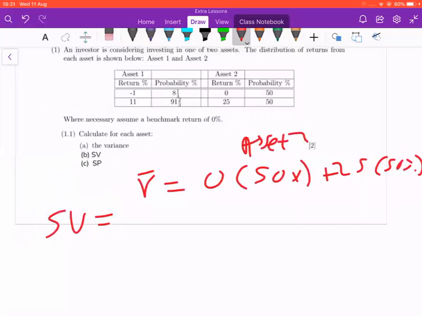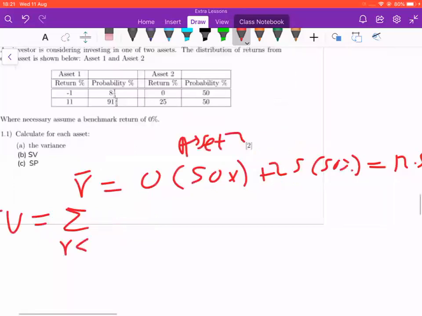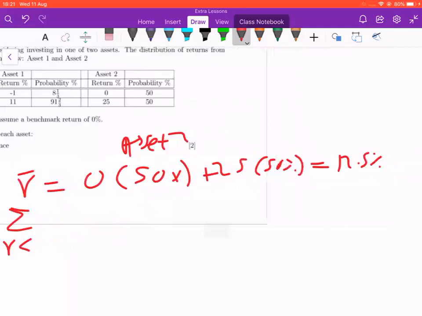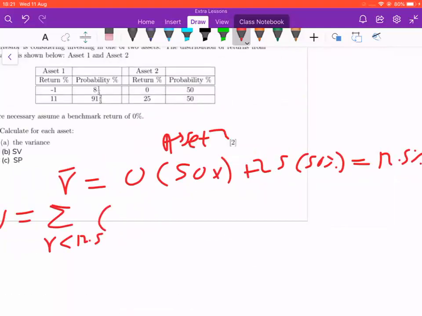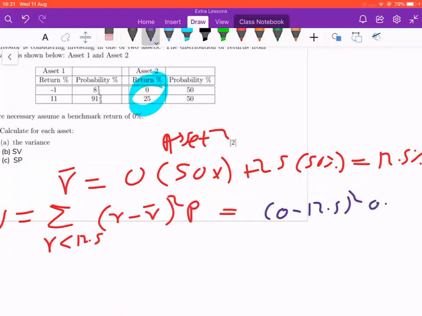So semi-variance is going to be the variance where the returns are going to be less than 12.5. I'll have r minus r bar squared times the probability. There is only one return which is going to be lower than 12.5, which is going to be 0. So you will have 0 minus 12.5 squared with 50% probability, and then you find your answer.